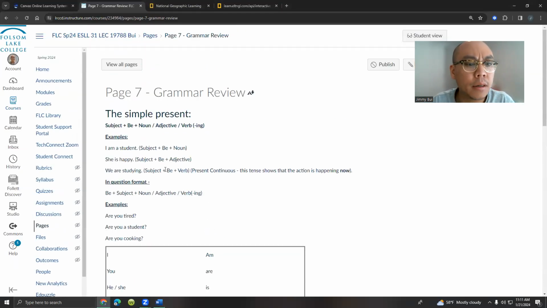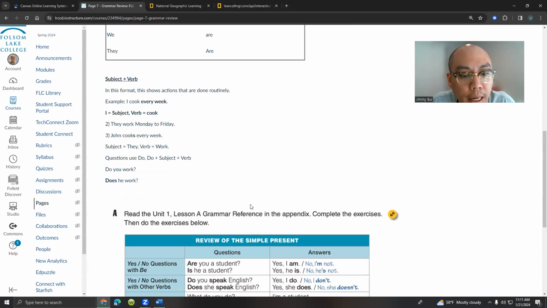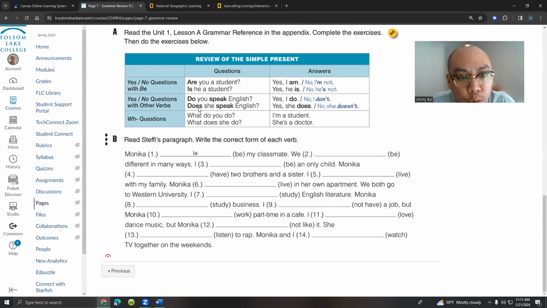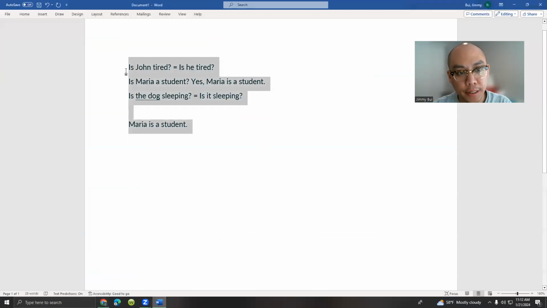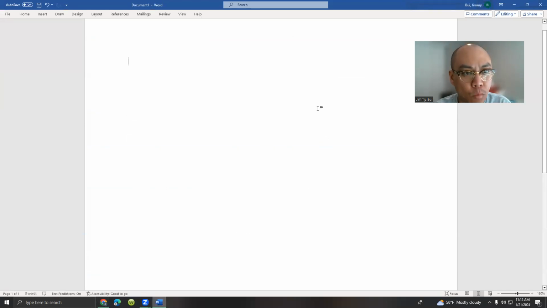Moving on here, we also take a look at do and does. And so this is also simple present, but we use subject plus main verb, or in this case, other verbs, to ask about daily routines, right? And so a good example, I think, is the difference is, are you working? Do you work?